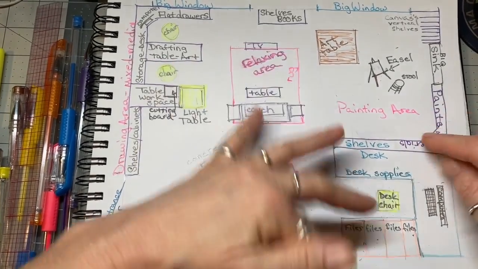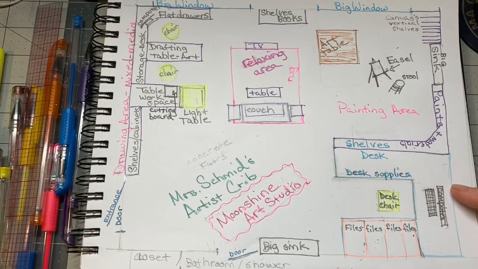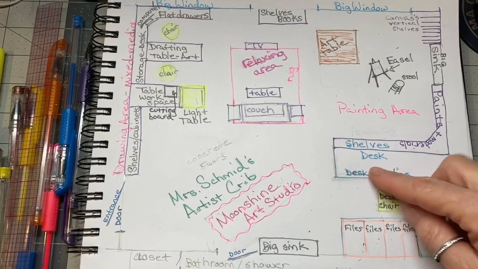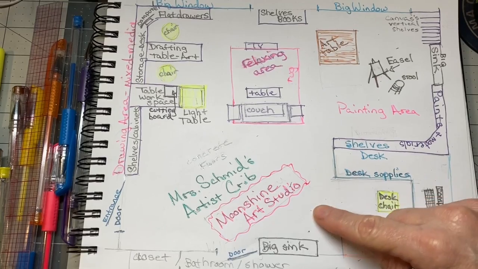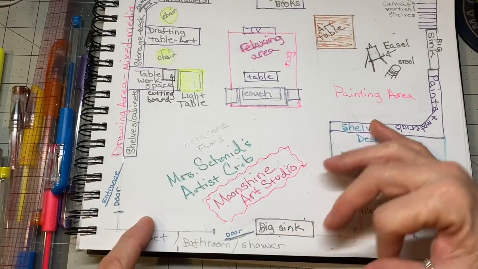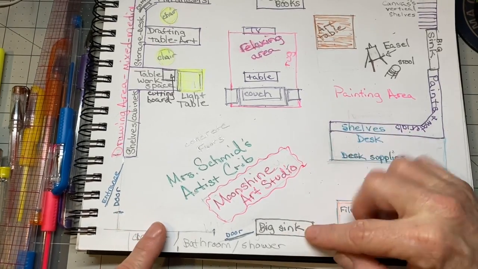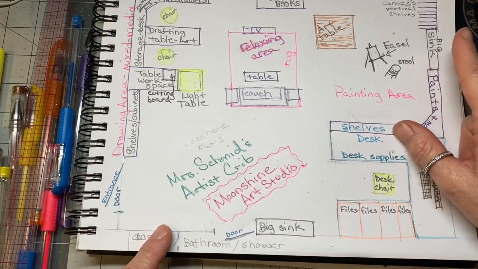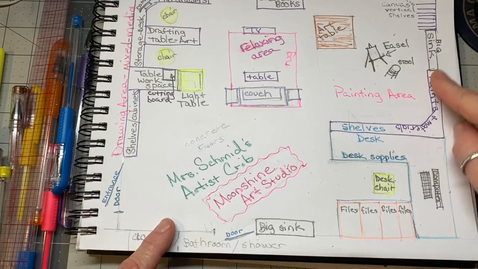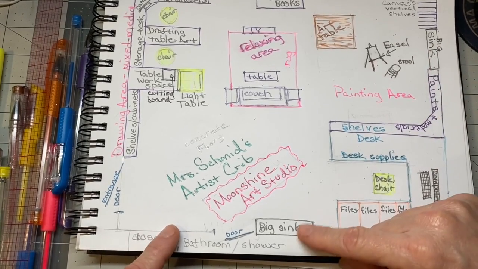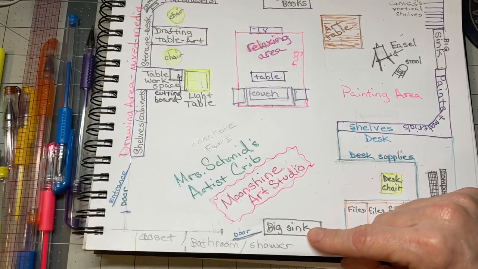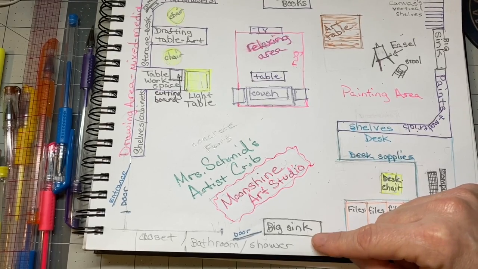Did I already talk about my desk over here? My regular desk. Computer, desk chair, files, and any supplies I need. I also over here have my big sink, another big sink. I actually drew this first and then I thought, well, I better have a big sink over by my art painting area. So I put one there and I said, well, oh, I can have another one. Why not? This is what I would like in my ideal world.